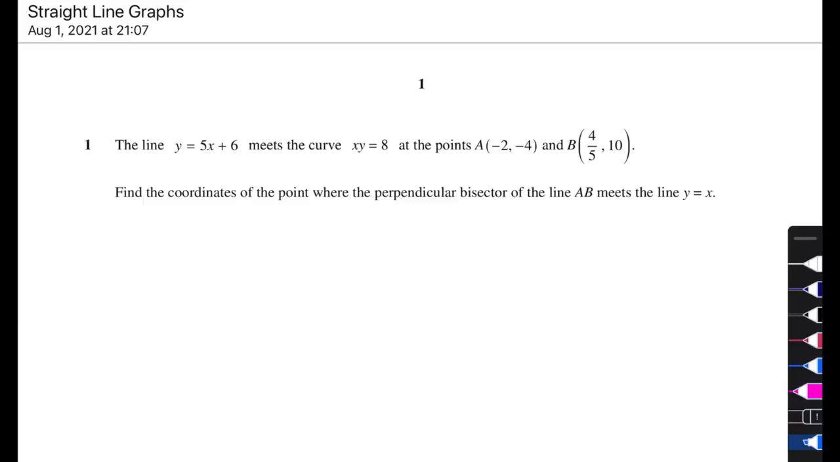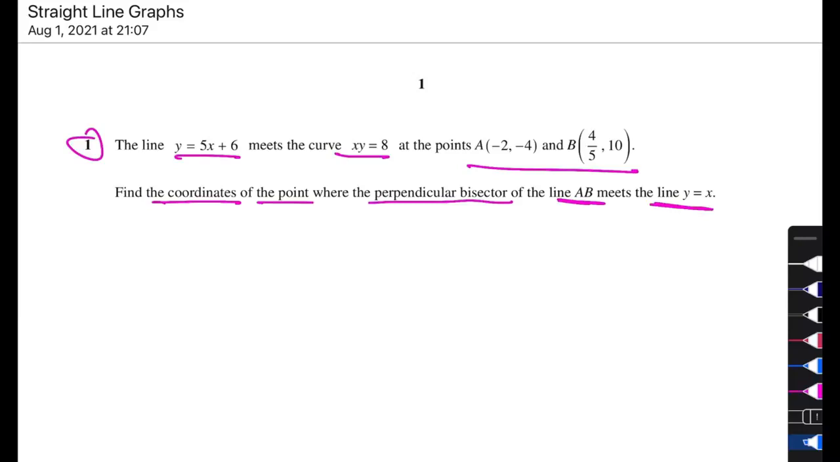Now let's start with the very first question. It says that the line meets this particular curve at these 2 points. We should find the coordinate of the point where the perpendicular bisector of the line AB meets this particular line.